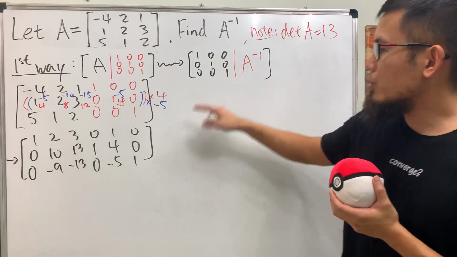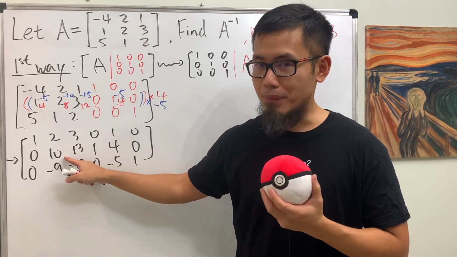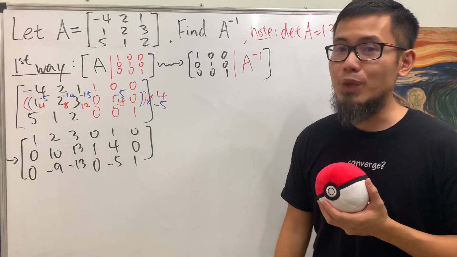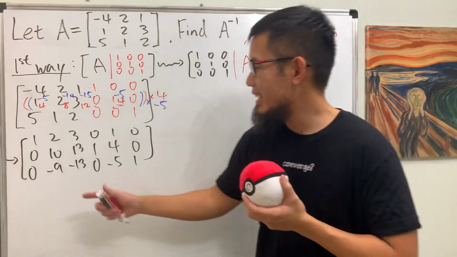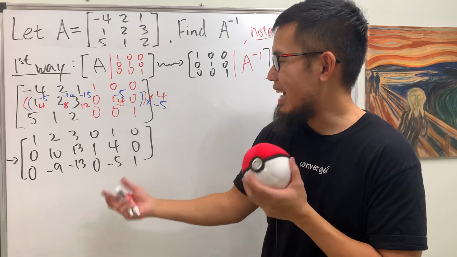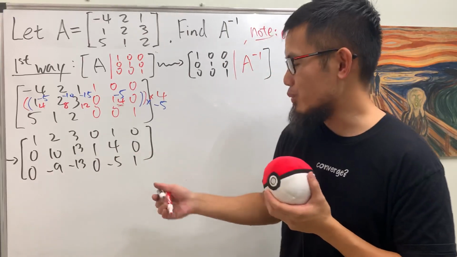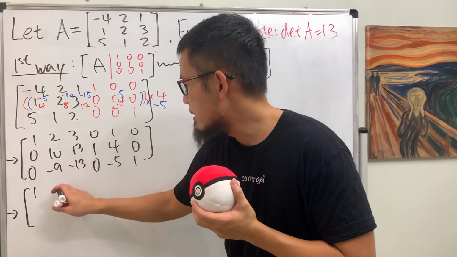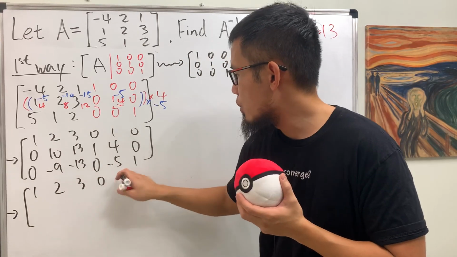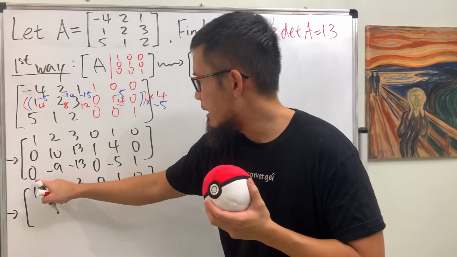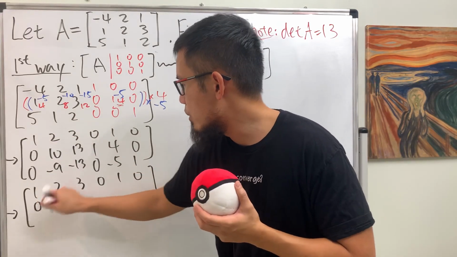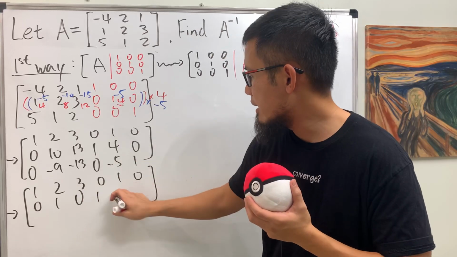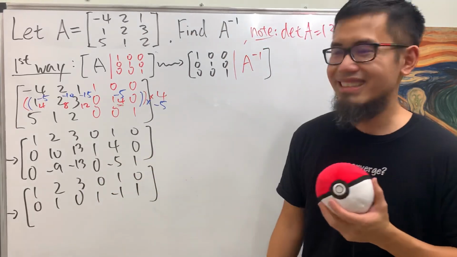Now we want to make this equal to 1, but life does not have to be that hard. We do not have to divide it by 10, otherwise we deal with fractions. It's actually pretty lucky this time, because we can just add a third row to the second row. So have a look. The first row stays 1, 2, 3, 0, 1, 0, and then add this to there, so we get 0 and then 1 and then 0 and then 1 and then -1 and then 1.